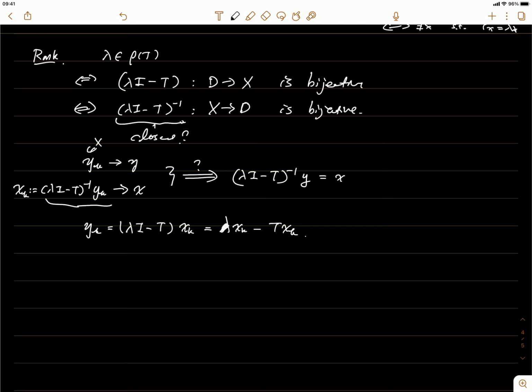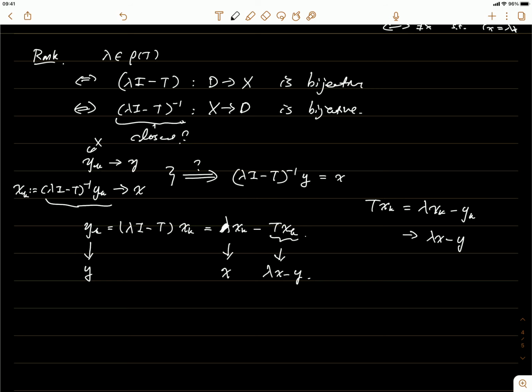Okay. So what we have here is that yk converges to y, and xk converges to x, right? So this converges to y, this converges to x as k goes to infinity. Because both of these have limits, I know that this must converge to lambda x minus y. The reason is that txk equals lambda xk minus yk. So since this converges to lambda x minus y, I know that txk converges to lambda x minus y.